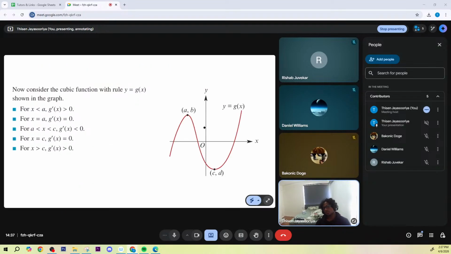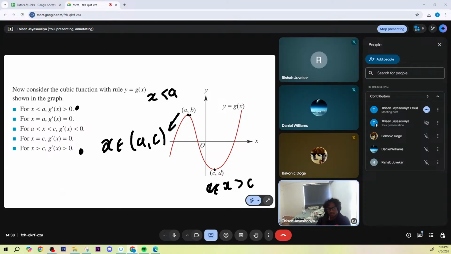Yeah? So here, right? Do you guys see how when x is less than a, the derivative is positive, right? When x is greater than c, the derivative is also going to be positive. Yeah. So that's what these two statements are saying to us. But between a and c, yeah, so when x is between a and c, we're going to have a negative derivative here.